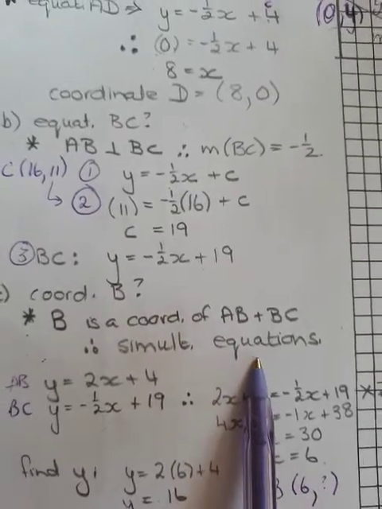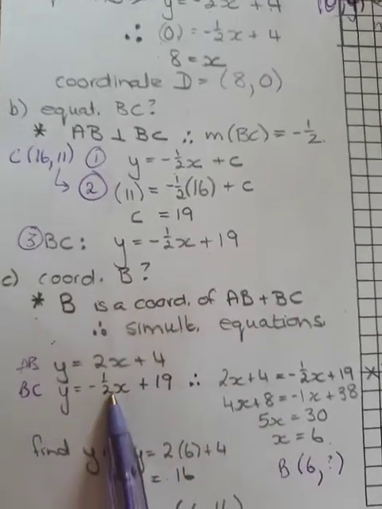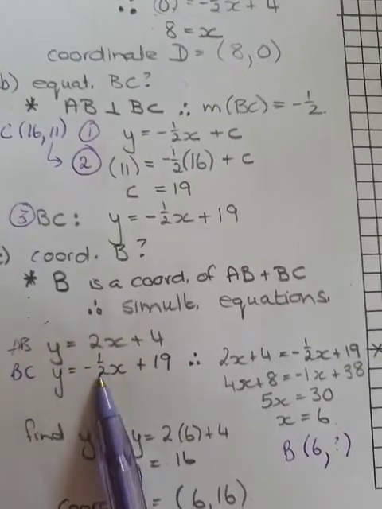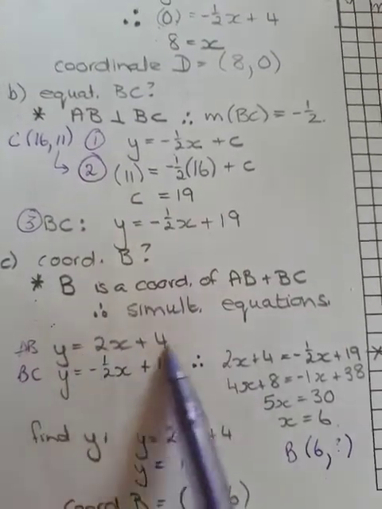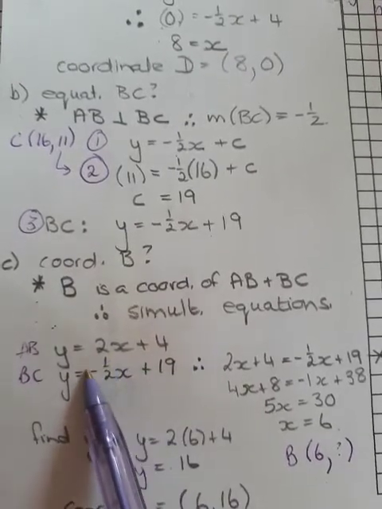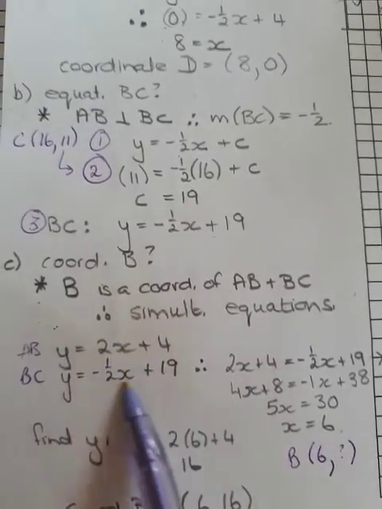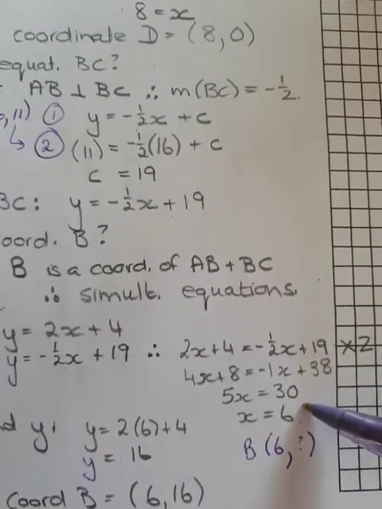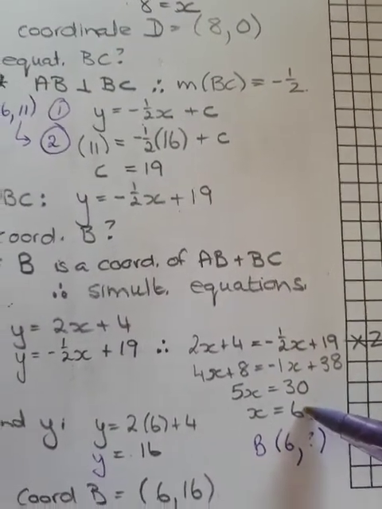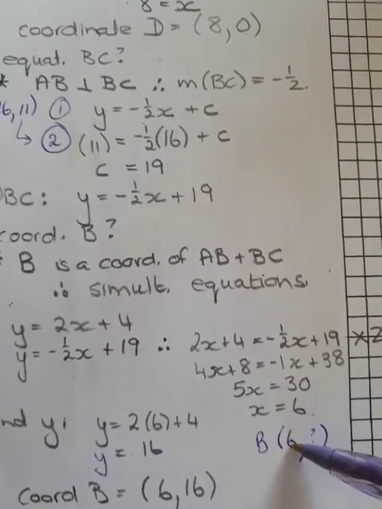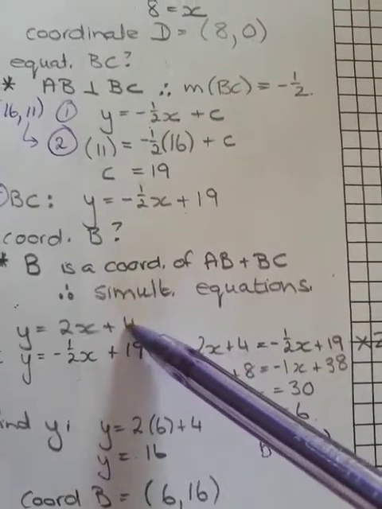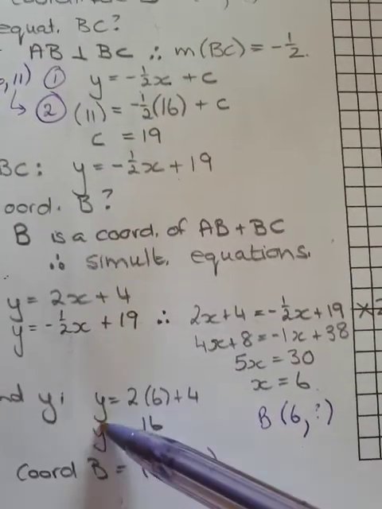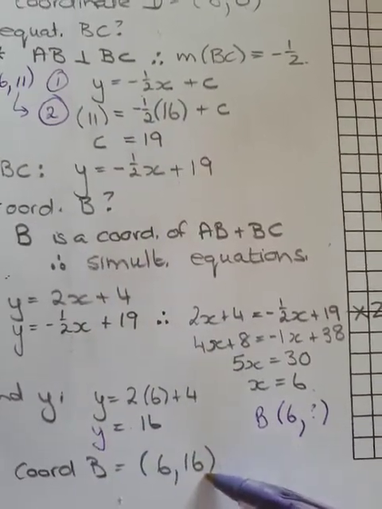In simultaneous equations, people, that is your basic algebra. In this case, we've got y equals, therefore we can say 2x plus 4 must also be the same as negative 1/2 x plus 19. Then you solve for x, all right? Find the value for x. And then because this is a coordinate on this equation, you can just substitute your x to find your y. And with that, you have found the coordinate of B.